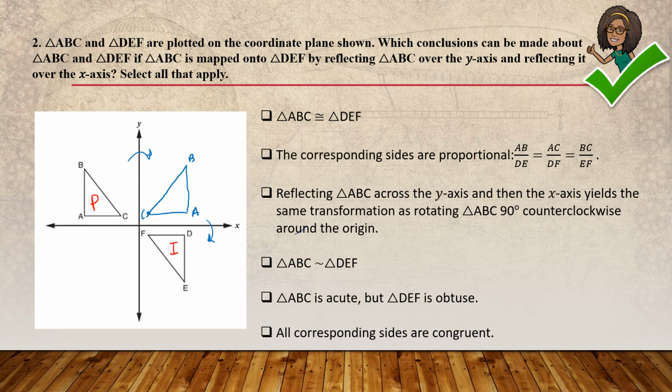So let's see if these options apply. It says that triangle ABC is congruent to triangle DEF. Well, yes, it is. It is a rigid transformation because we are reflecting both times. So that is true.